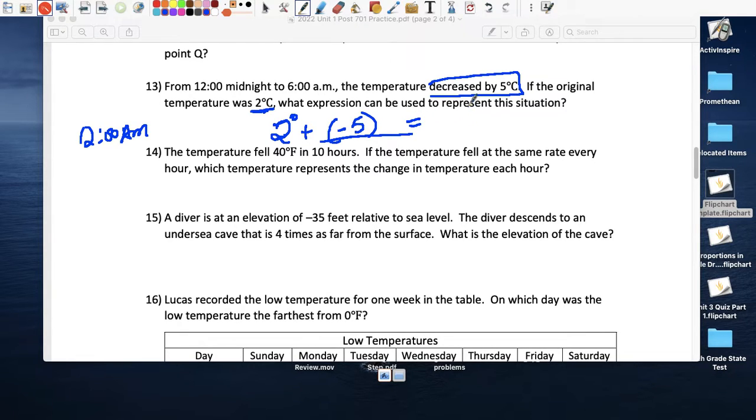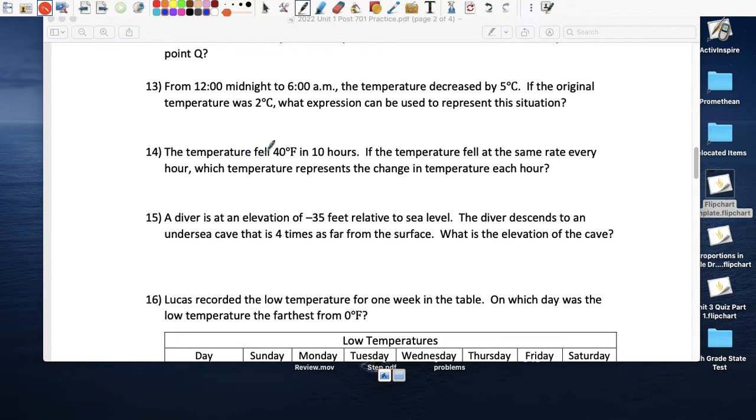And then they're asking you what expression can represent this situation. So here's that expression. It was a 2, it decreased by 5, so plus negative 5. It didn't ask you for the answer, but this expression over here represents what's going on over here. It was 2 degrees, it decreased by 5, and decreased by 5 is a plus a negative integer.